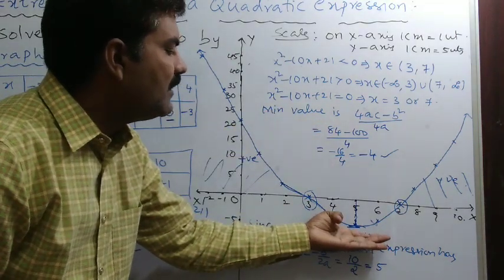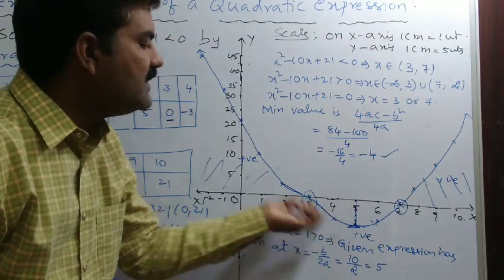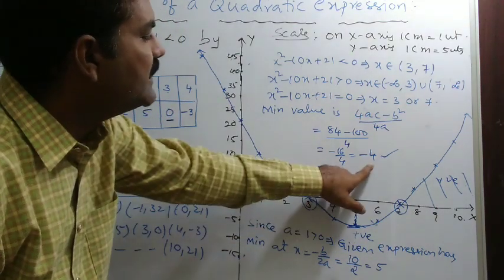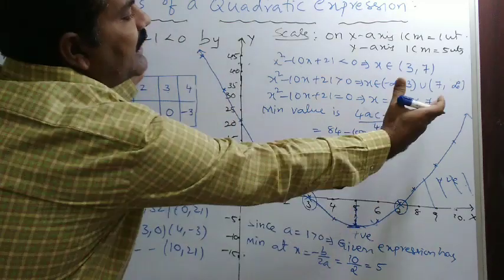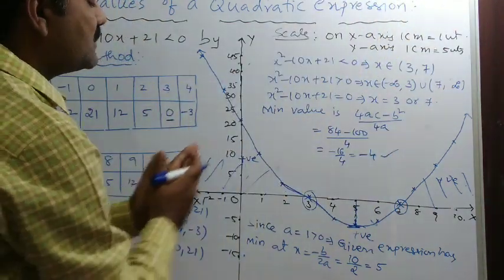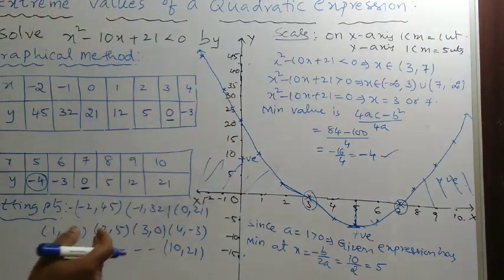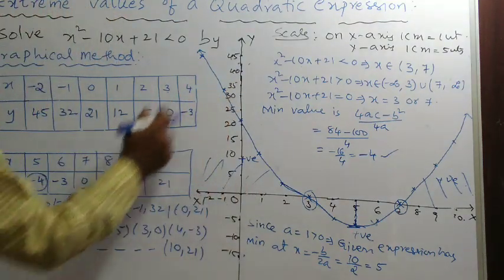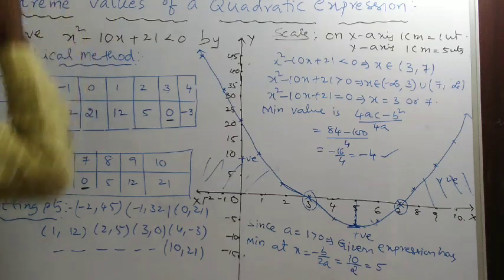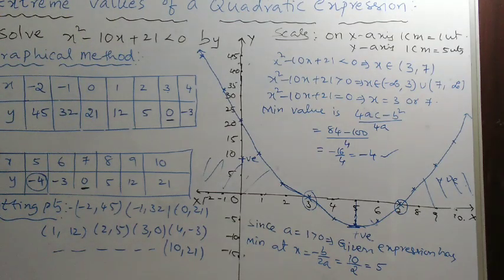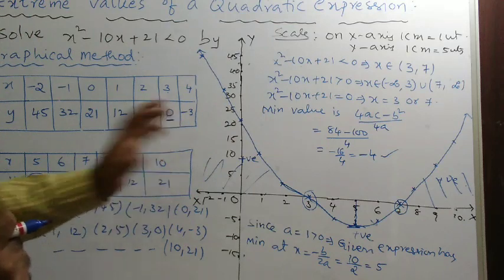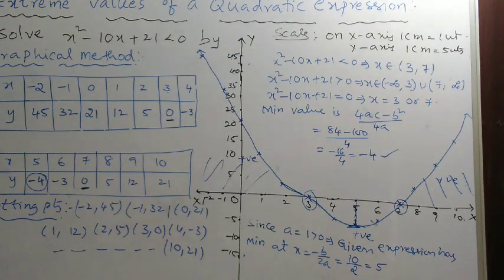If it is having a minimum or maximum, it has a minimum value only. This is a local minimum. Where? At x is equal to 5. What is the minimum value? The minimum value is nothing but minus 4. And here we cannot speak about its maximum value, because as you increase your x values or decrease your x values up to minus infinity, the y values are also going to increase. So we cannot speak about its maximum value, but we can speak about its minimum value. That is, the minimum value of the given entire expression is minus 4.